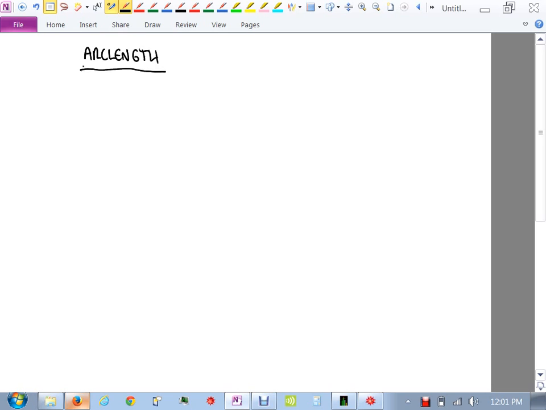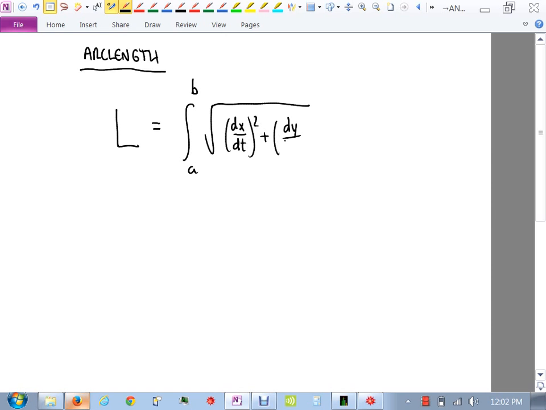Okay, do y'all remember with arc length we had a formula with parametric that the length was equal to the integral from a to b of the square root of (dx/dt) squared plus (dy/dt) squared? If you look back in your notes, you should have that. That's what we had.